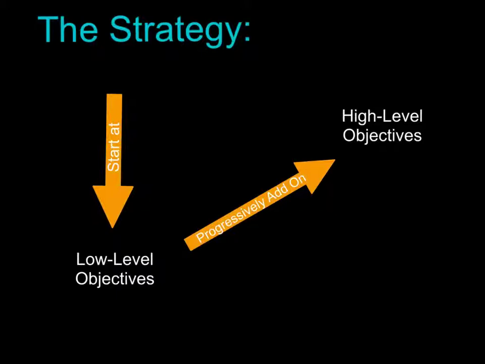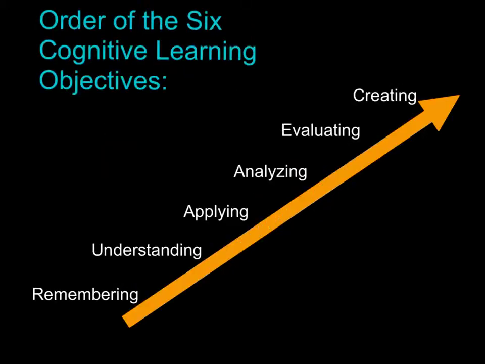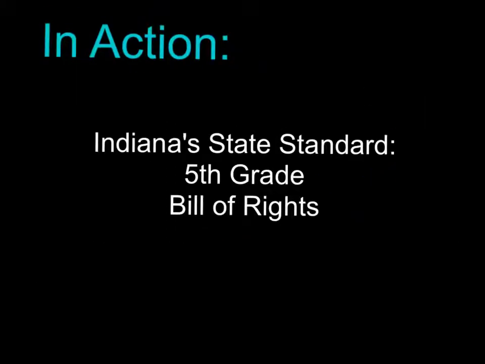Bloom's taxonomy works by starting with low-level objectives and progressively adding on and reaching high-level objectives. The 6 cognitive learning objectives in order from lowest to highest are remembering, understanding, applying, analyzing, evaluating, and creating. I will walk through the 6 different levels by applying each level to meet the Indiana State Standard of learning the Bill of Rights in 5th grade.